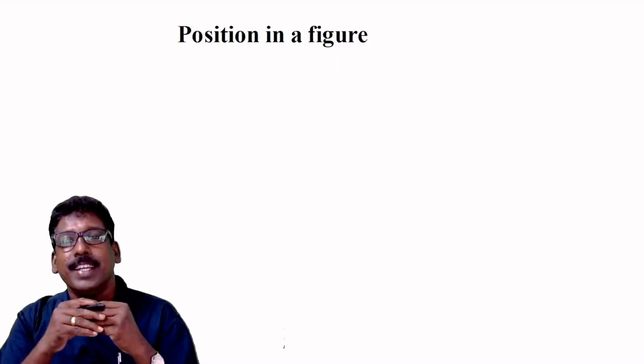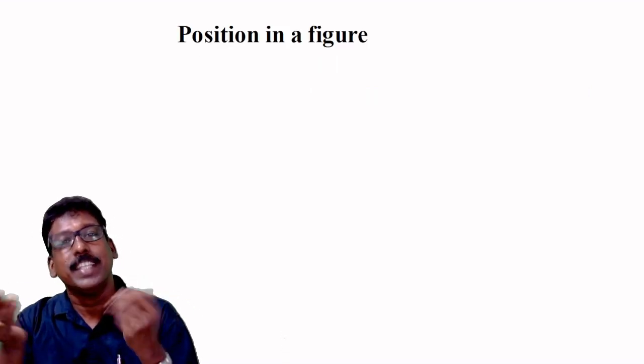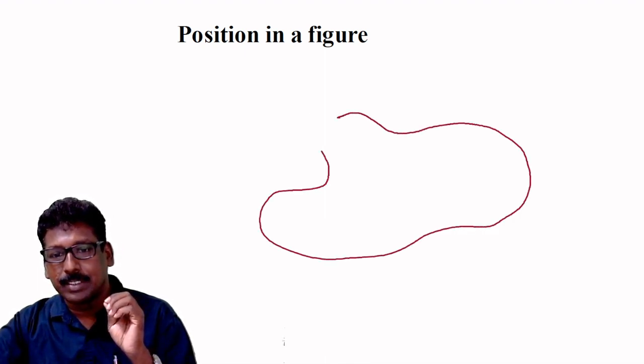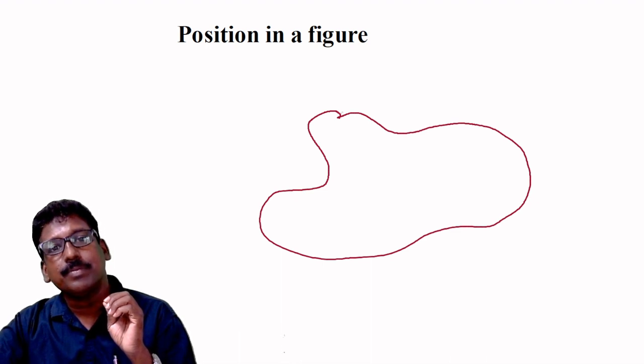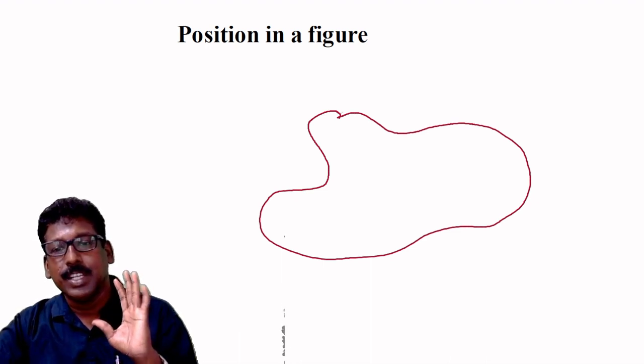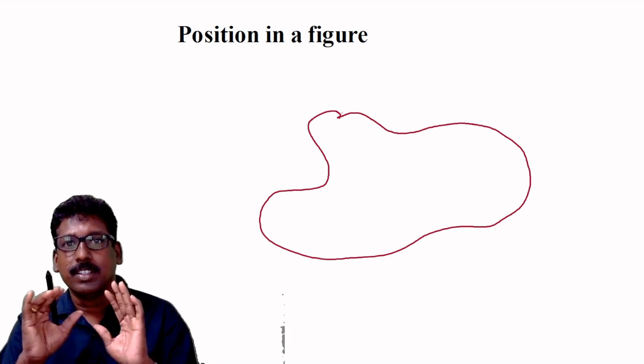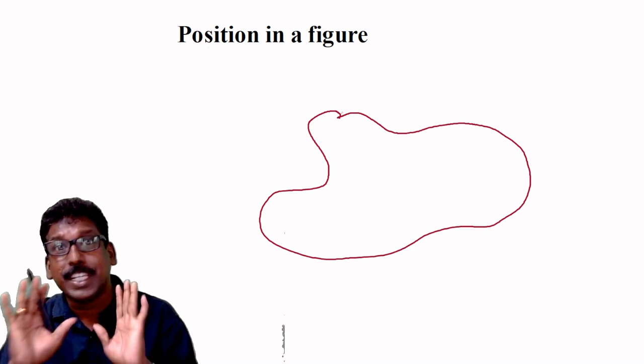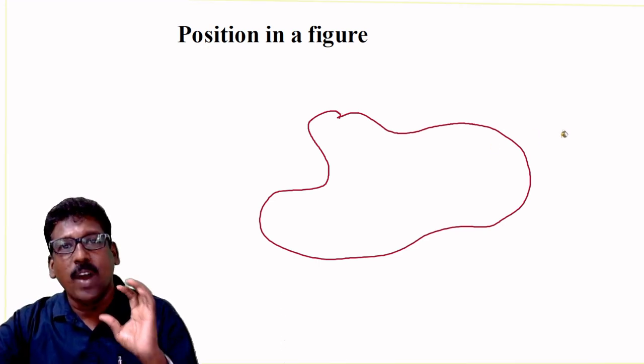Do it. Now let us discuss position in a figure. Let me draw a curve. This is a curve. Here, this curve is a closed curve and it divides this plane into three parts. What are they? One is the space outside this curve and the other is inside the curve. And where is the third one? It is on this curve.